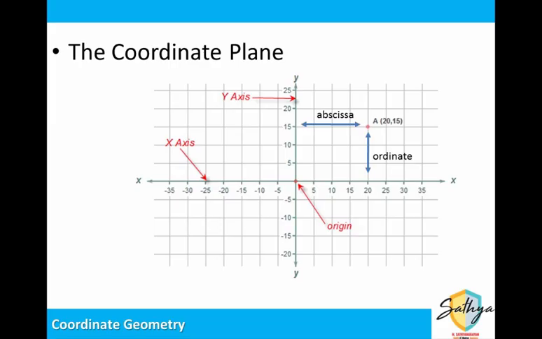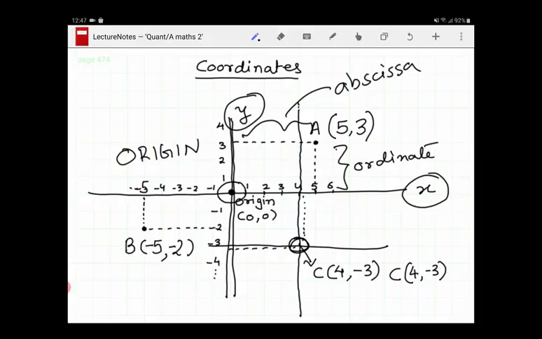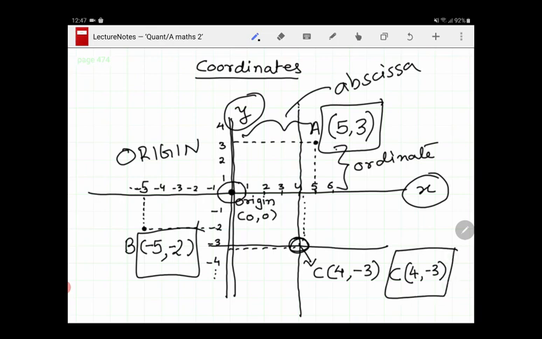So, to repeat, for any point in the plane, the distance from the y-axis, that is along the horizontal scale, is called the x-coordinate or the abscissa. The distance from the x-axis, that is along the vertical scale, is the y-coordinate, also known as the ordinate. So the numbers 5, 3, minus 5 comma minus 2, 4 comma minus 3 are known as ordered pairs. The first number always indicates the x coordinate and the second number always indicates the y coordinate.